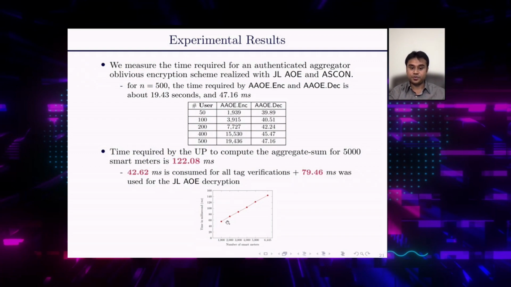We also performed experiments for a larger number of smart meters, for example 5,000 smart meters. Here the smart meter computation is distributed, and the utility provider computation is performed at a central place. For 5,000 smart meters, the aggregate sum computation takes about 122 milliseconds, where 42.62 milliseconds is for the tag verification, and around 80 milliseconds is for the JL AOE aggregated decryption computation.